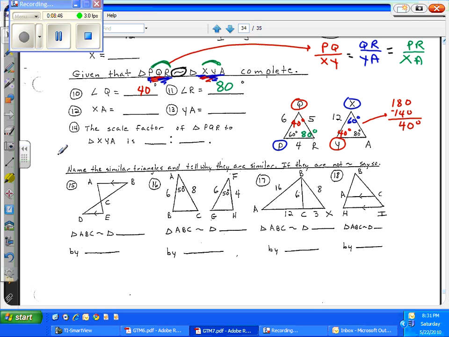We can go to the picture and pull the numbers out. PQ was 6. XY was 12. That gives us, if we reduce it, a scale of 1/2 or 2/1, depending on if we're scaling up or scaling down. Equal QR, which is 5, matching up with YA, which we don't know. Equal PR, which is 4, matching up with XA, which we don't know.